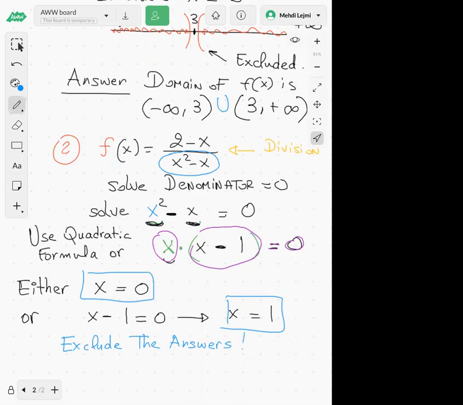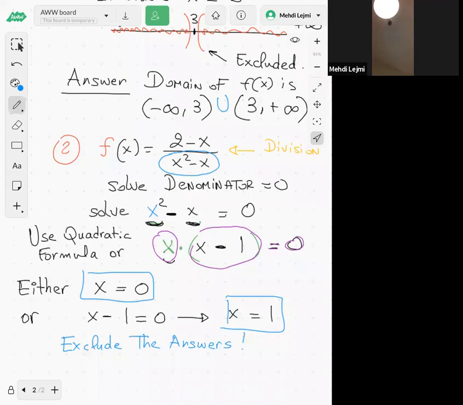So you said that both answers are correct? Yes, I mean both. We have to exclude both of them, because you see, if x is 0, this here, the denominator, 0 squared minus 0 would be 0. So the denominator is going to be 0 if x is 0. And if x is 1, again, it's going to be 1 squared minus 1. That will be again 0, right? So for both answers, the denominator is going to be 0, and so the function is undefined in that case. So we have to exclude both answers, okay?